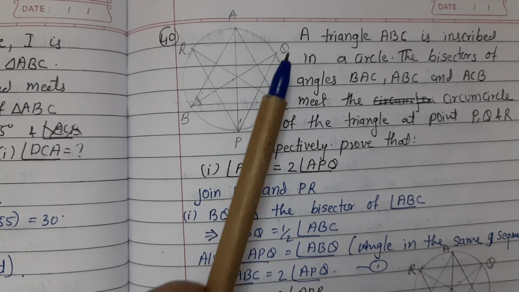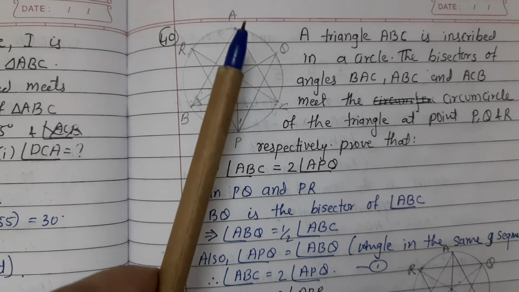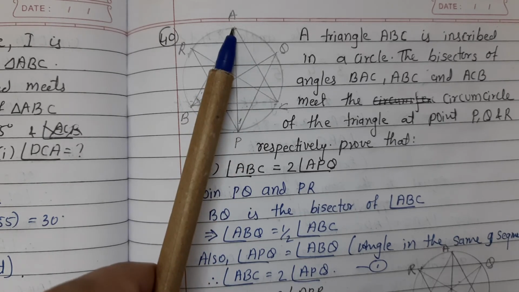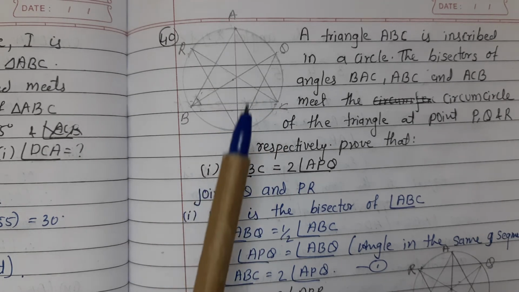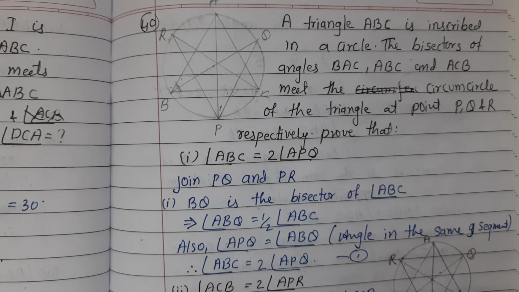Join PQ and PR. BQ is the bisector of angle ABC. Therefore, angle ABQ is equal to half angle ABC. Also, angle APQ is equal to angle ABQ, angles in the same segment. Therefore, angle ABC is equal to twice angle APQ, hence proved.